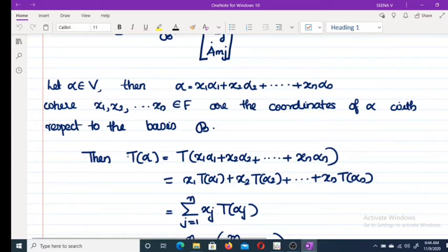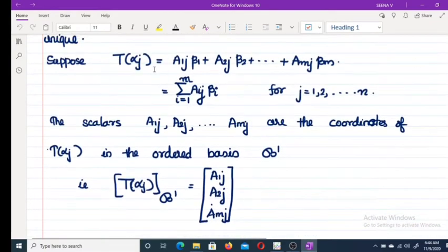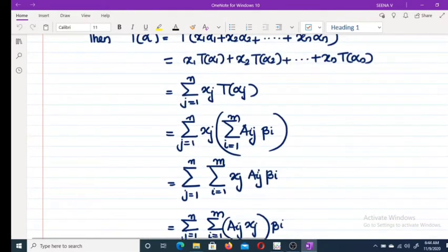Now, T alpha. If alpha is this one, T alpha is T of this one, which is equal to, as T is linear, x1 T alpha 1 plus x2 T alpha 2 plus etc. plus xn T alpha n, which is equal to sigma j equal to 1 to n xj T alpha j. And now you give the expression of T alpha j here. And this is equal to this one.